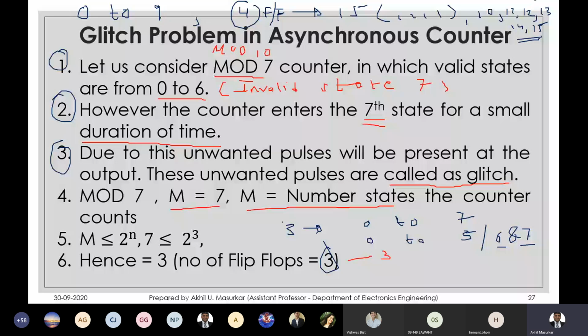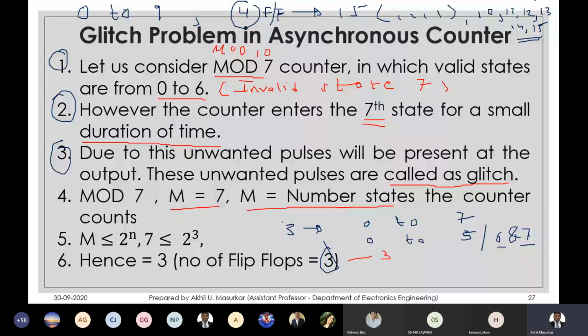Okay, again I am asking a question. For a mod 29 counter, which are the invalid states? Twenty-nine, 30, 31, 32. 32 is wrong. 29, 30 and 31. This counter will count only up to 31. Mod 32 means it will count from 0 to 31.